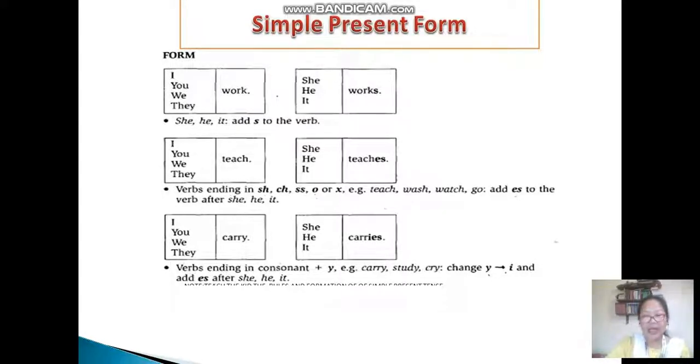Again here I, you, this is the first person. Again we use the first form for I, you, first person, second person, and plural form of third person. But when the third person is singular, then for verbs ending with a consonant plus y, like carry, the y becomes i. There is a change in the spelling of the verb. Y becomes i, and we add es. Keep this in mind.